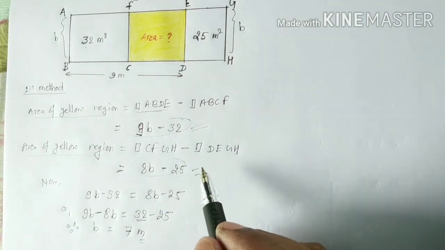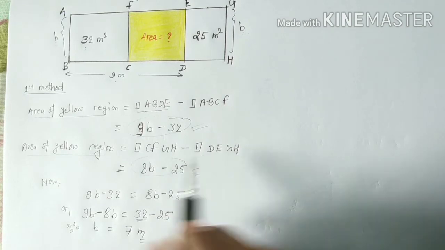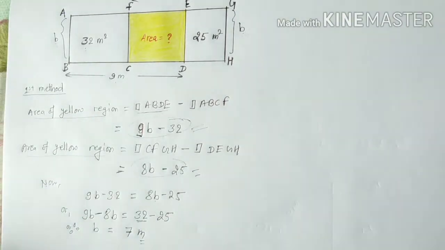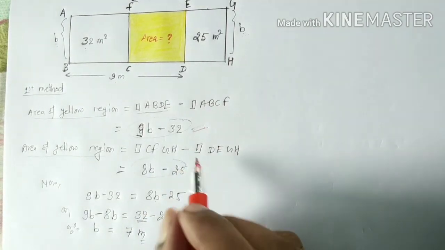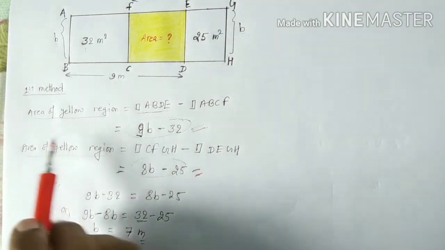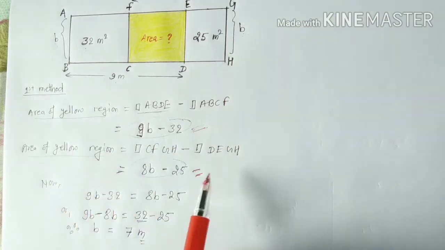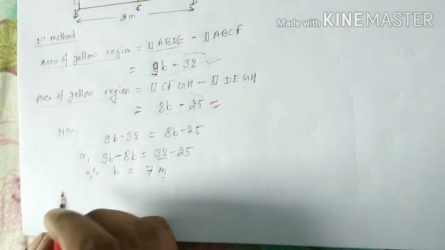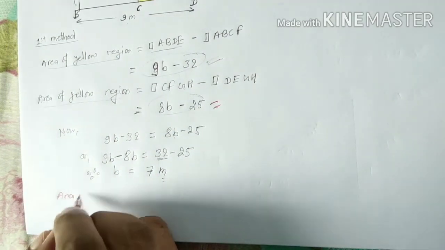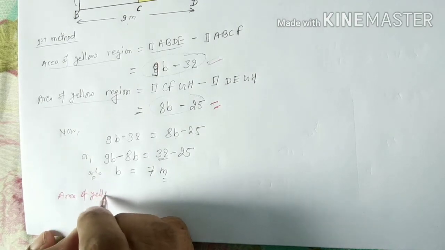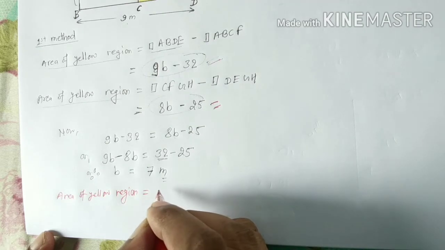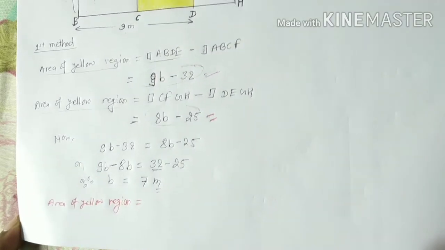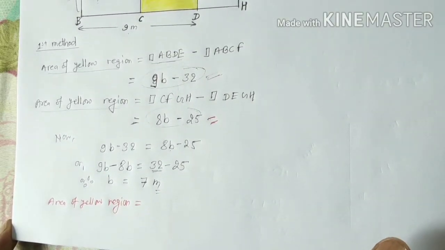So we can find the area of yellow regions by substituting the value of b either in these conditions or in these conditions, because both conditions represent the area of yellow regions, as you can see here. So we will substitute its value. Area of yellow region is equal to, we do have two conditions here, so you can substitute the value of b in any condition.